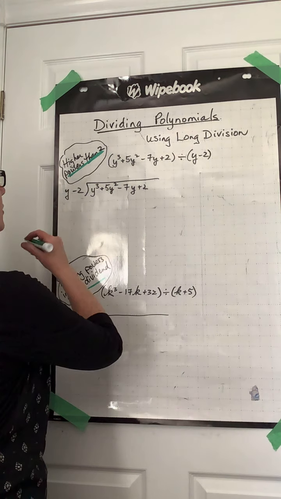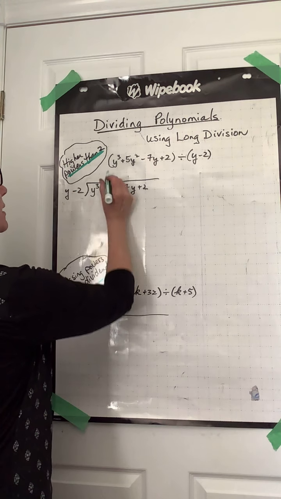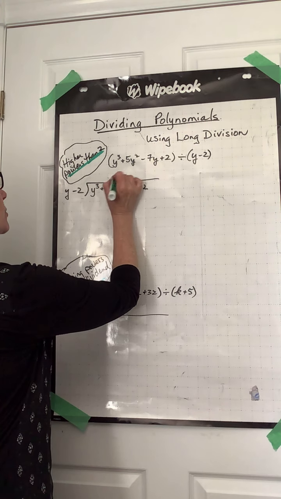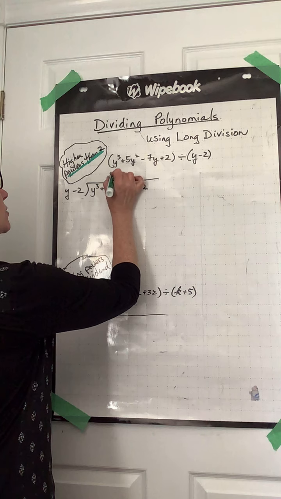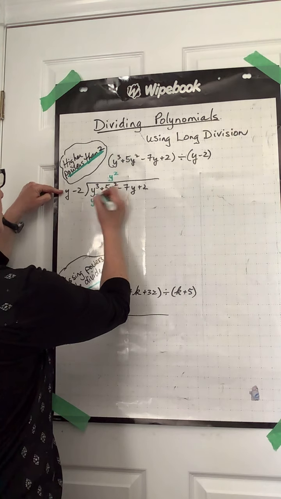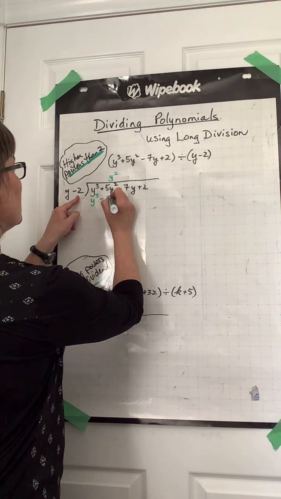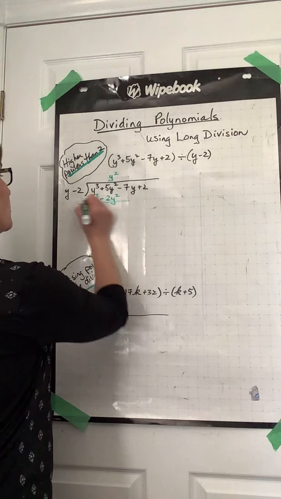Y into y cubed is y squared. It has two terms in what we're dividing by, so I'm going to write it in the second term over. So y squared. All right, so y squared times y is y cubed. Y squared times negative 2 is negative 2y squared. And then we'll subtract.